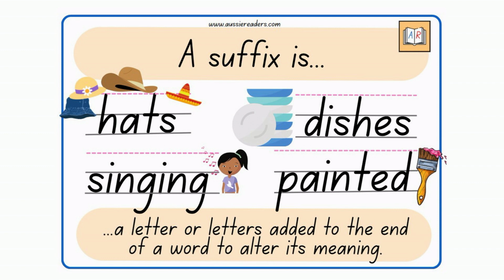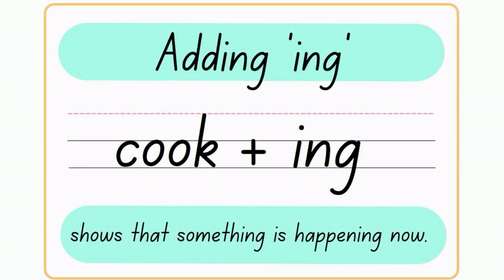Before we begin, let's revise what a suffix is. A suffix is a letter or letters added to the end of a word to alter its meaning. And during kindergarten and year 1, we have learnt a number of suffixes. Let's revise them now. We use the suffix ing to show that something is happening now. For example, I am cooking.